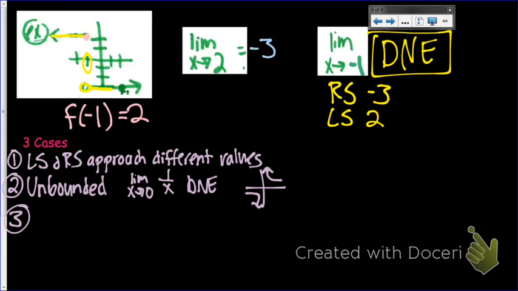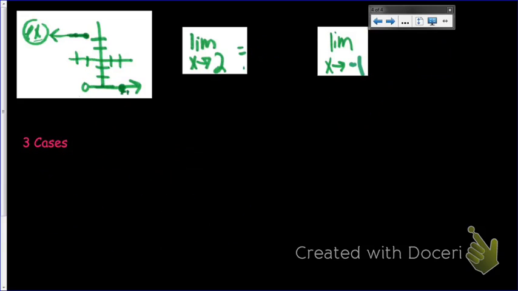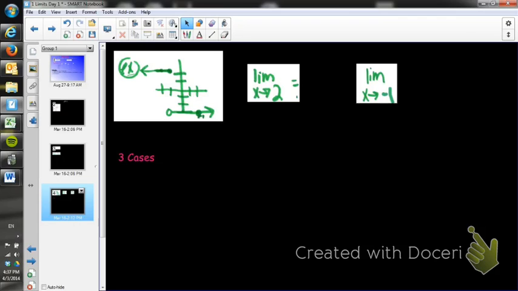And then the last case, you're not going to see very much, but if your graph is oscillating, then that limit also does not exist. And we're going to look at an example of this on the calculator, but that would be something like, if we want to find the limit as x goes to 0 of the function sine of 1 over x. So I'm going to graph the function sine of 1 over x on the calculator so you can see what that one does, because it's a little bit different.